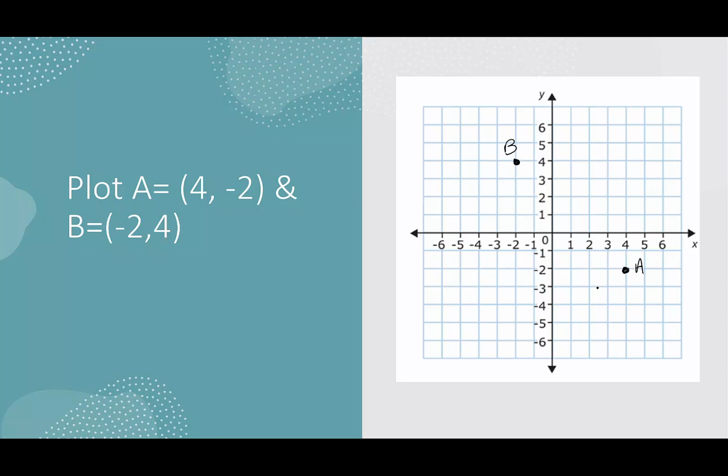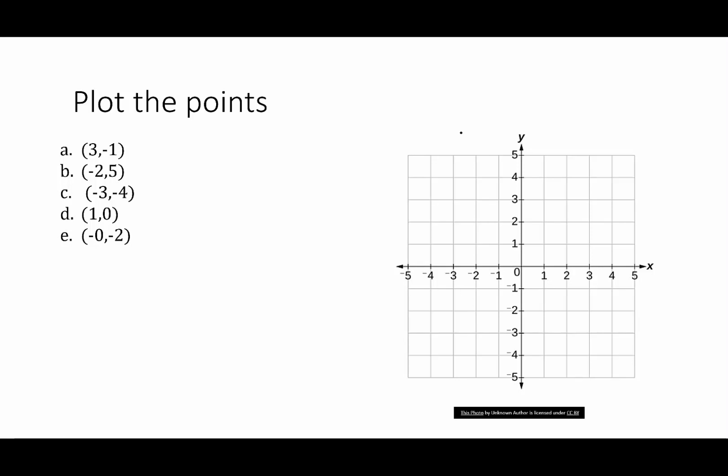The point A is in quadrant 4. The point B is in quadrant 2. This shows you how important it is to pay attention to the order as you're plotting points. Let's practice that a little bit more.